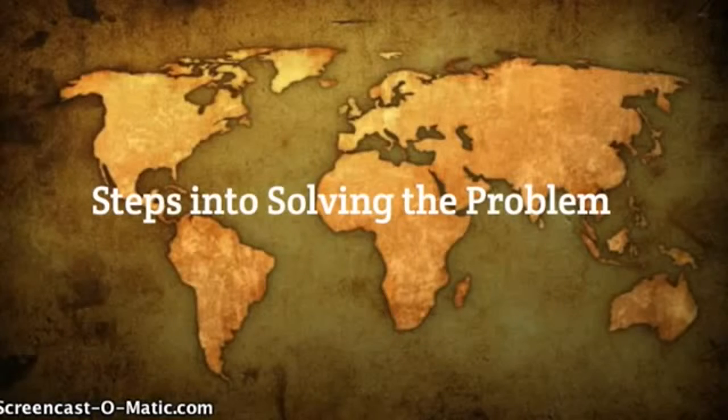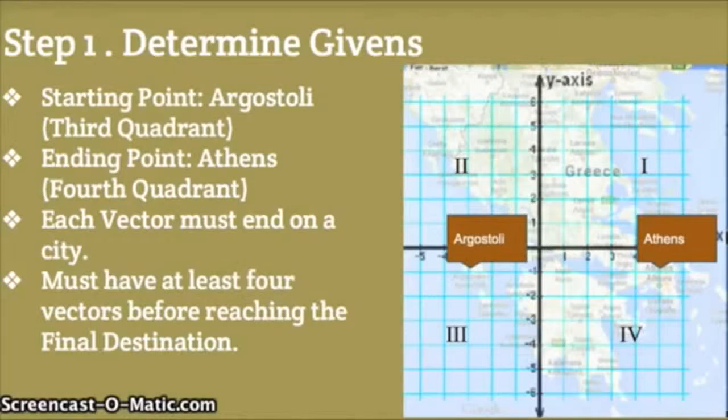So, our steps in solving the problem. Our first step is to determine our givens. So the first given is our starting point, which is Argostoli in the 3rd quadrant. Our ending point is Athens in the 4th quadrant. Each vector must end on a city and must have at least 4 vectors before reaching the final destination.